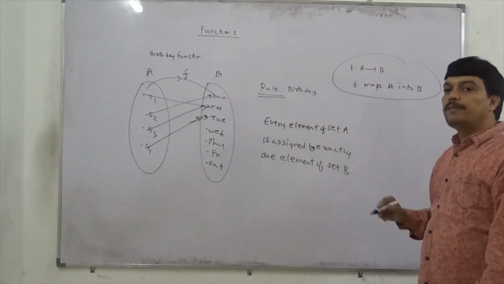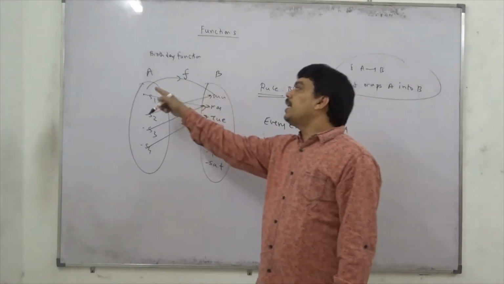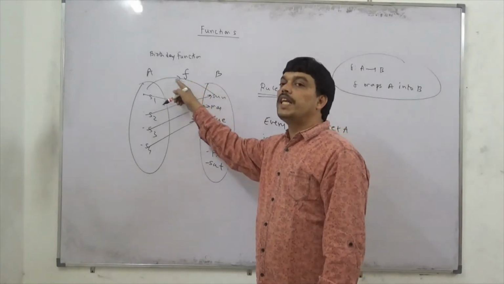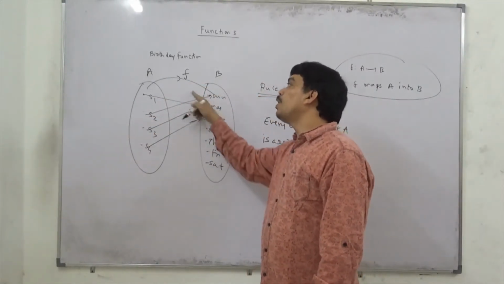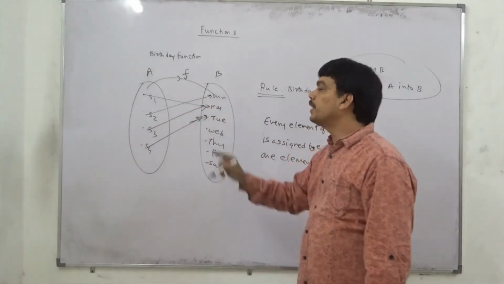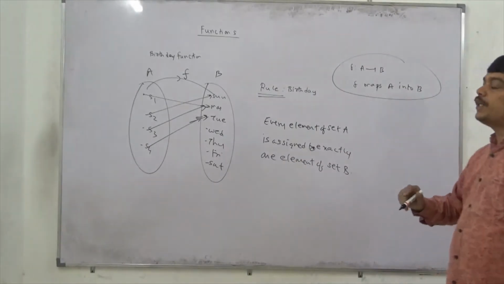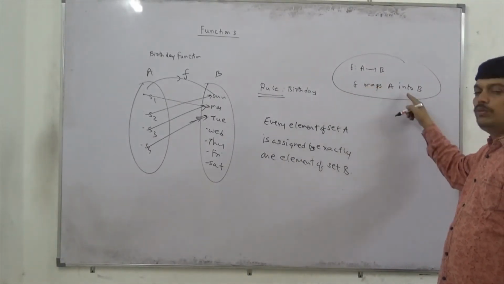So let me give a proper definition of function now. How do we define a function then? Let A and B be two non-empty sets. If f is a rule by which every element of set A is assigned to exactly one element of set B, then this rule of assignment you can call a function from set A to set B. So if f is a function from A to B, symbolically you denote it like this, f colon A arrow B, and we usually read it as f maps A into B.